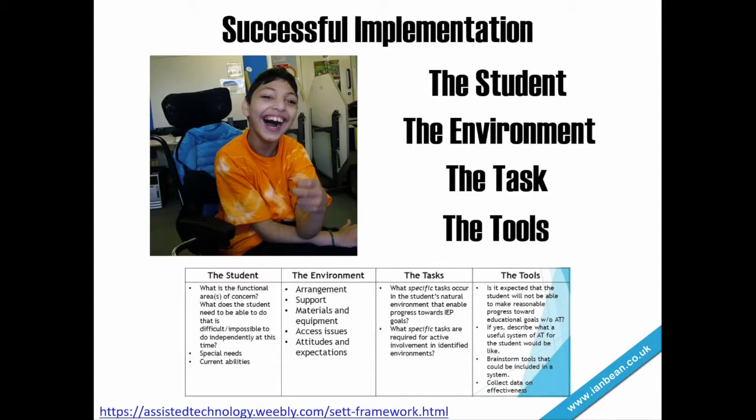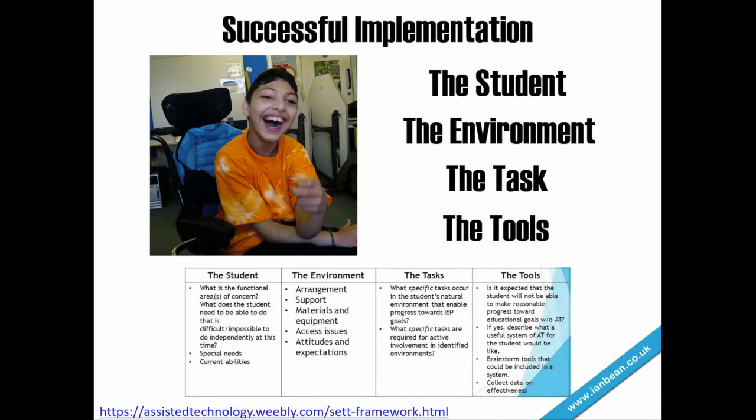So let's start with the first S, the student. It's important that we know as much as we can about the person that we're going to work with. Who are they? What do they like? What do they dislike? What can they do? What do they have difficulties with? The more we understand the needs of the student, who they are as a person, and how they learn, the better our choice of technology will be.